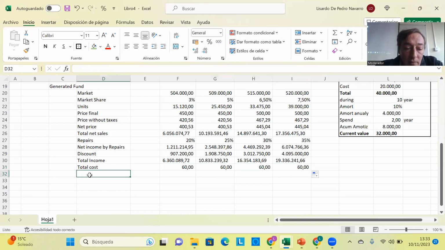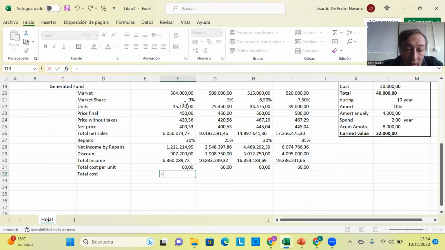So this is the total cost per unit. So the total cost is going to be 50,000 by 60 euros.